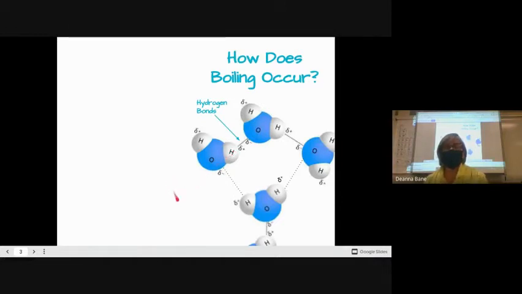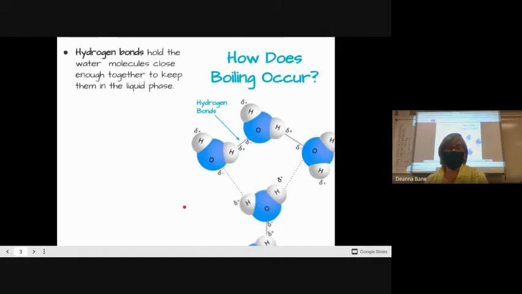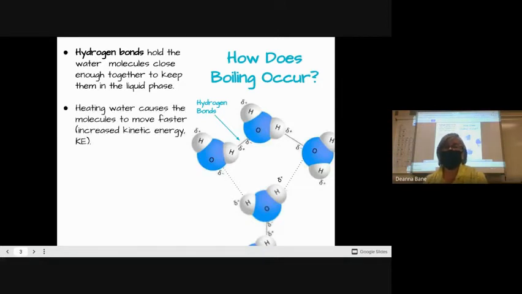And that means that water is typically a liquid at room temperature. So it's the hydrogen bonds that hold the water molecules close enough together to keep them in that liquid phase. When we heat water, which is what we have to do to get it to boil, either that or change its pressure drastically, but under most circumstances, heating is the easiest way to get water to boil.